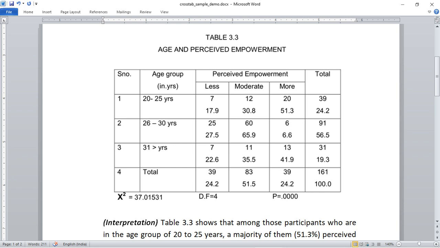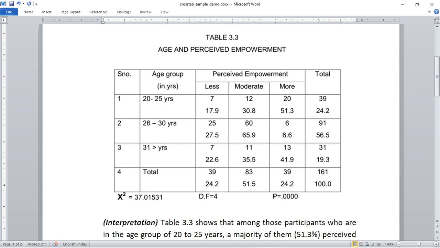Among those who are in the age group of 26 and 30 years, a majority of them perceived moderately empowered, followed by a little over one fourth of them who perceived less empowered. Full stop. The remaining perceived more empowered. That's it, the second paragraph. Third paragraph. Among those who are above 31 years of age, a large number of them, remember the percentages which I have mentioned in the previous slide? A large number of them perceived more empowered, followed by a little over one third of them perceived moderately empowered, full stop. The remaining of them, or you can even say nearly one fourth of them, perceived less empowered, full stop. That's it, three paragraphs.